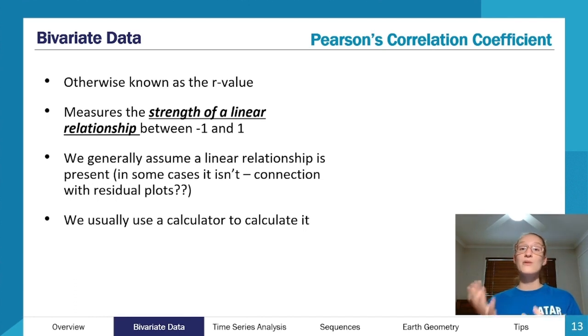And like I said before, we generally assume a linear relationship is present, but in some cases it isn't. A residual plot is how we can figure that out, so making that connection again. When we're calculating R values, we usually use a calculator because it is quite a painful process by hand. There are little tricks and strategies you can use to speed up that process if you do need to calculate it by hand, but we won't be going into that today, just for the sake of time.